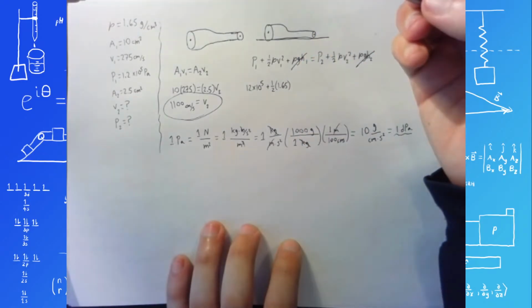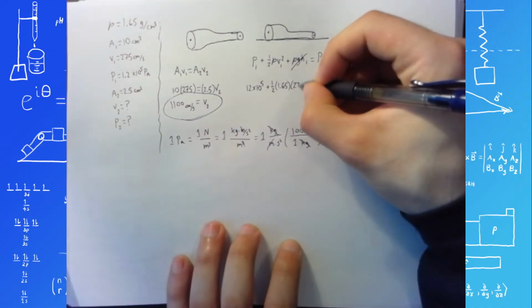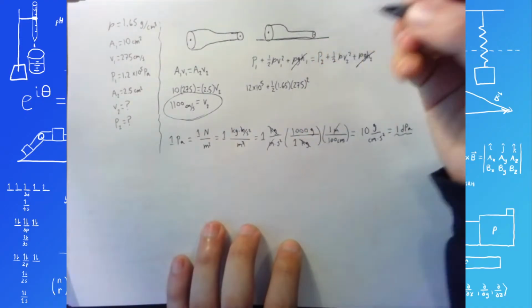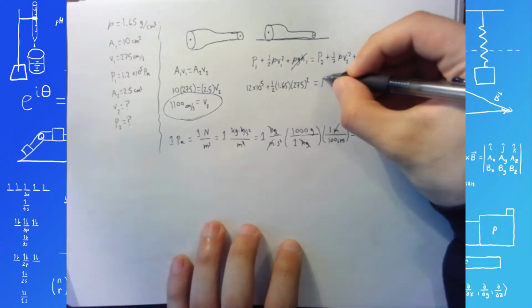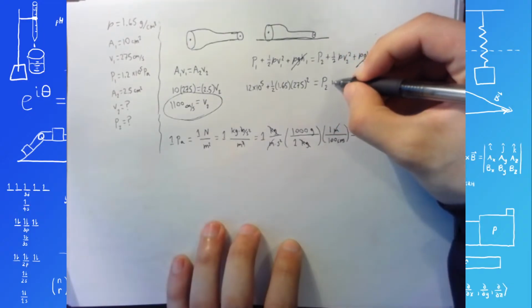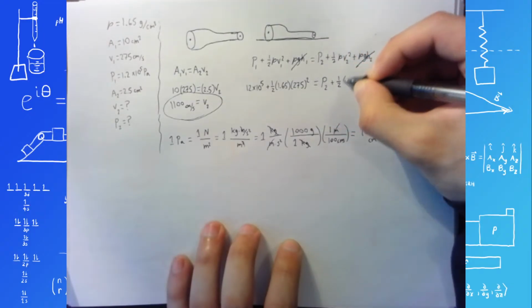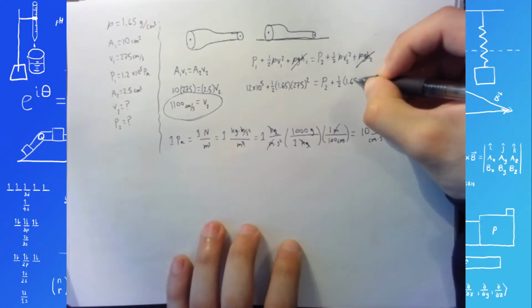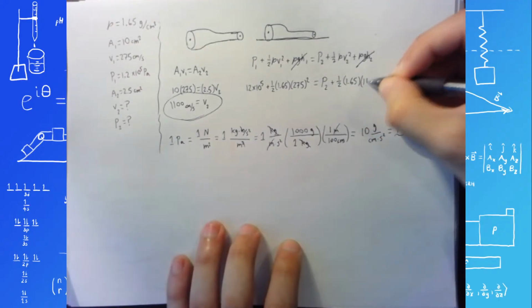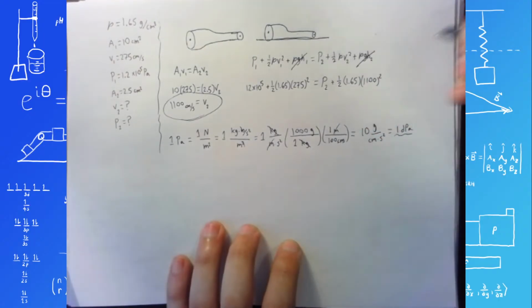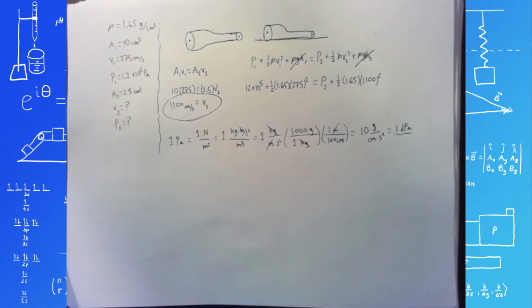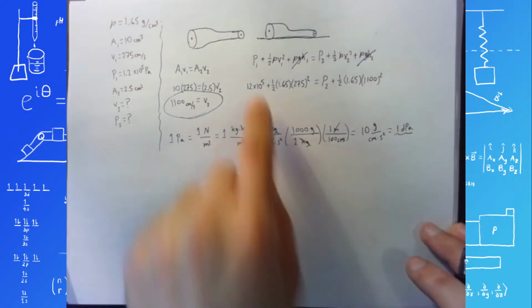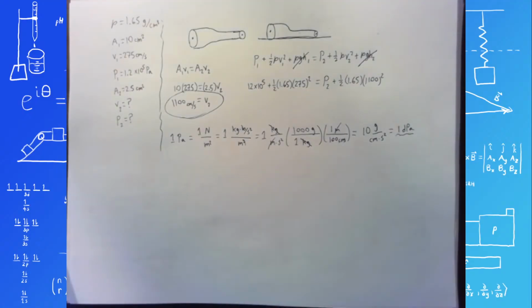And then V1 squared, that's 275 squared, equals P2, we don't know yet, plus 1/2 1.65, V2 squared is 1100 squared. Okay, and just subtract this over to the left-hand side and we'll solve for P2.